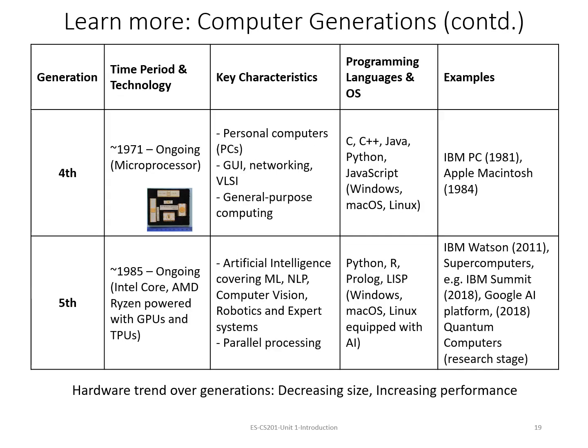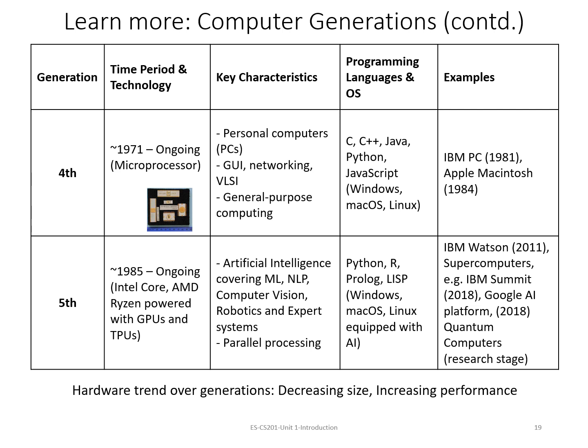Fourth generation computers evolved around 1971 to ongoing. Technology used: microprocessor. Key characteristics: personal computers, PCs, GUI evolved, used networking and VLSI, very large-scale integration, general-purpose computing. Programming languages: C, C++, Java, Python, JavaScript on Windows, Mac OS, Linux. Examples: IBM PC, 1981, Apple Macintosh, 1984.